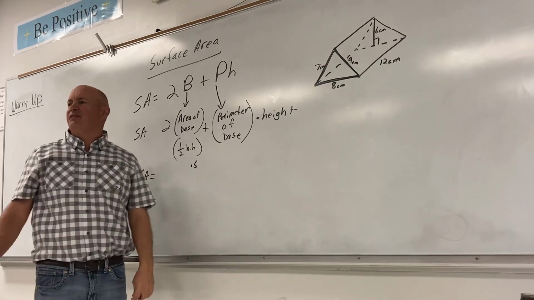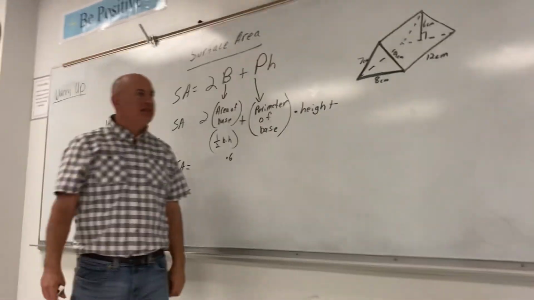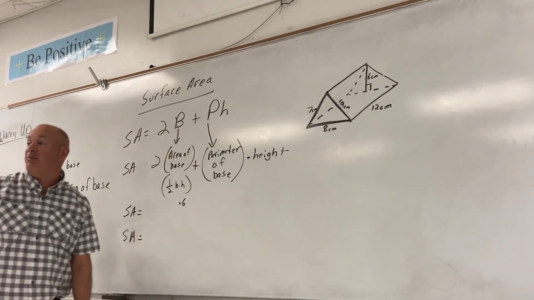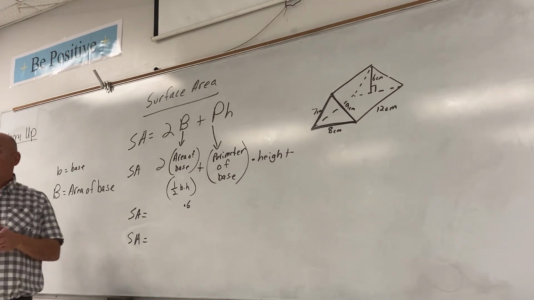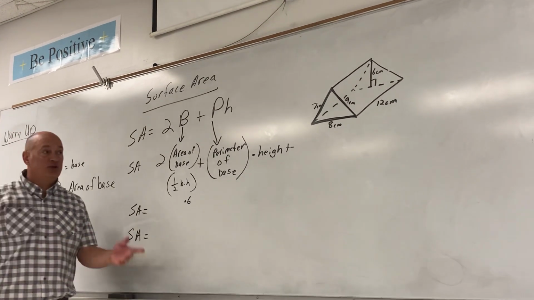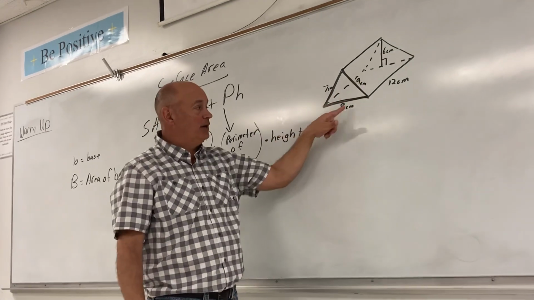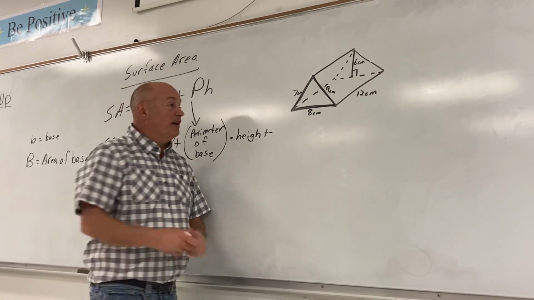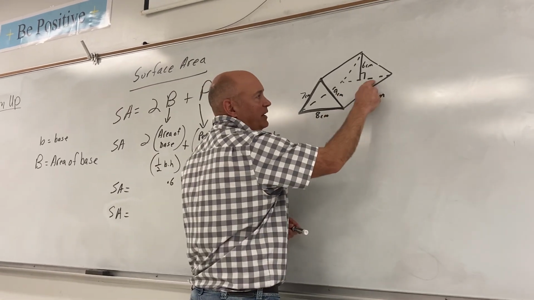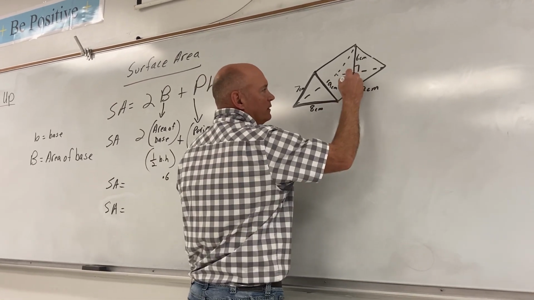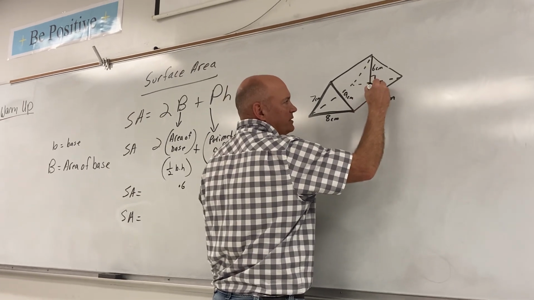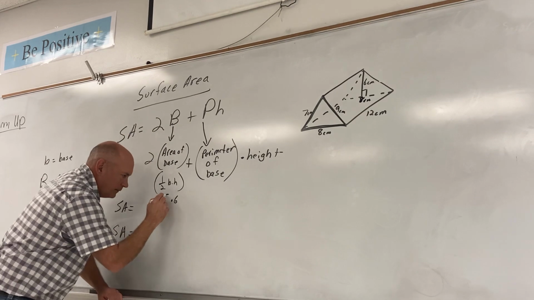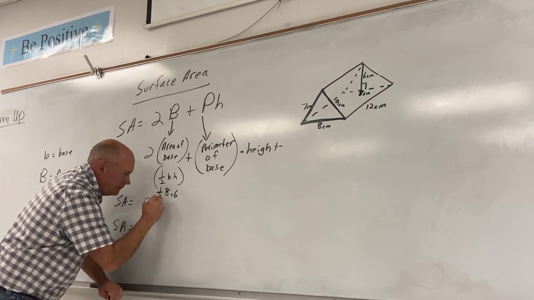What's the base of the triangle then? If the height is 6, what side would be the base? You got 3 more choices. 7, 9, or 8. Paul. 8. If that's 8, isn't this number over here 8? Yes. So 8 centimeters is the base, 6 centimeters is the height. All right, that's not too bad.